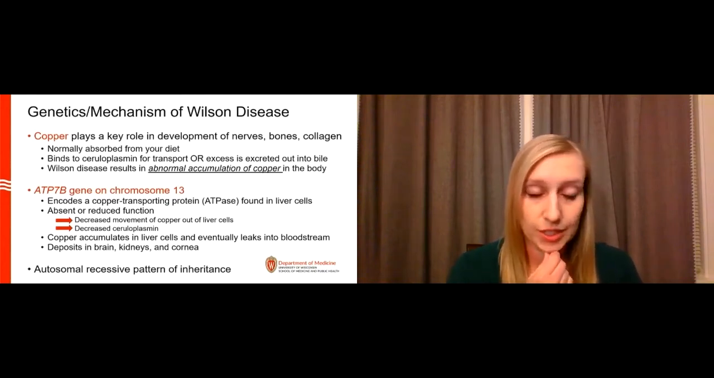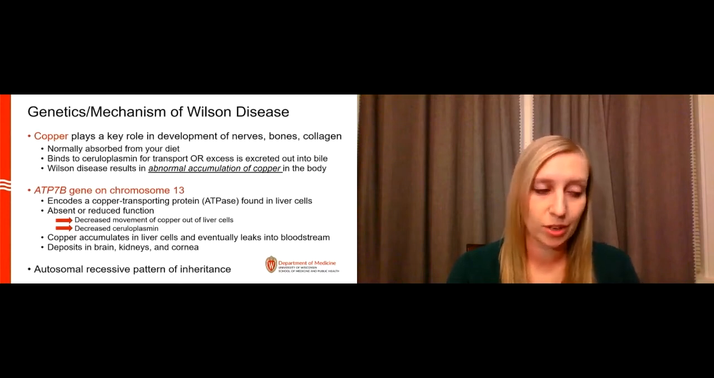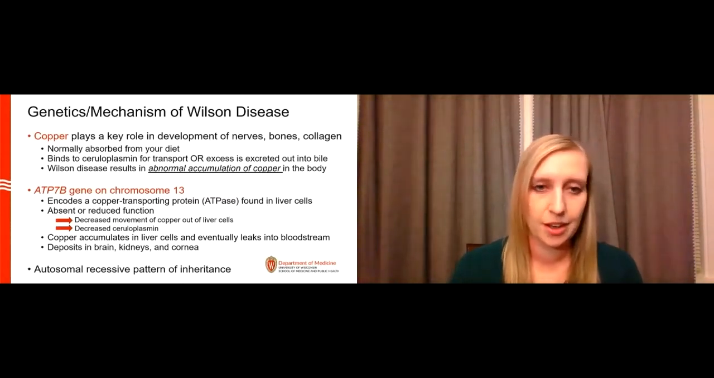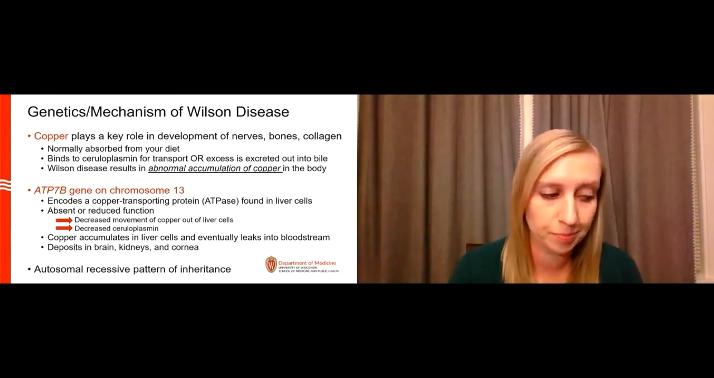And so Wilson disease has an autosomal recessive pattern of inheritance, meaning that to have Wilson disease, you have to inherit one defective copy of the gene from each parent. And there are many possible defective copies out there. More than 700 mutations in the ATP7B gene have been described, and more than 380 of these have been confirmed to have a role in Wilson disease.